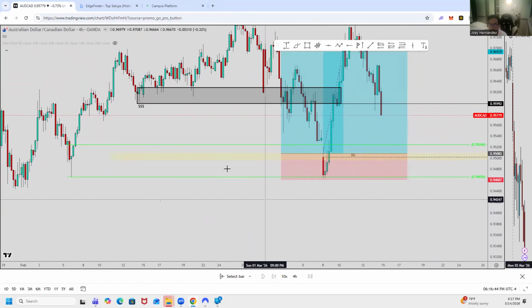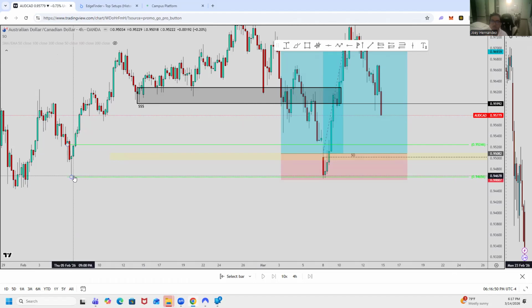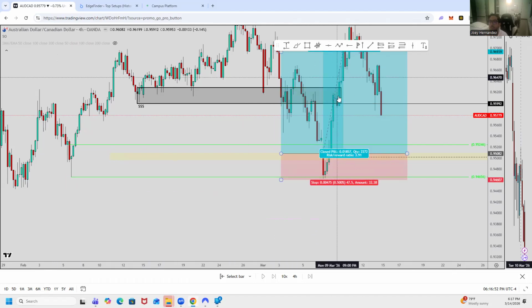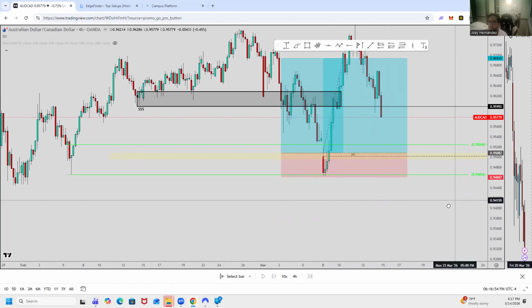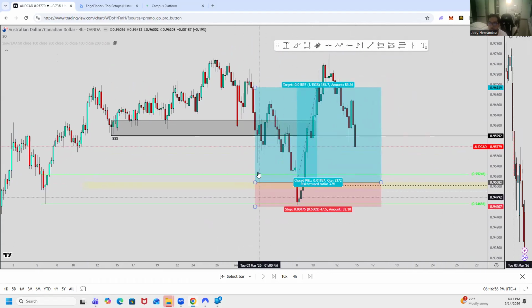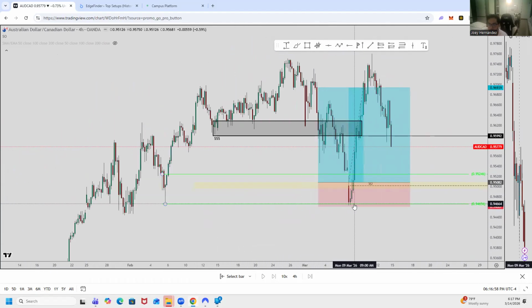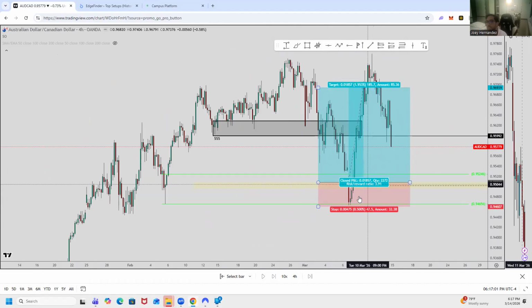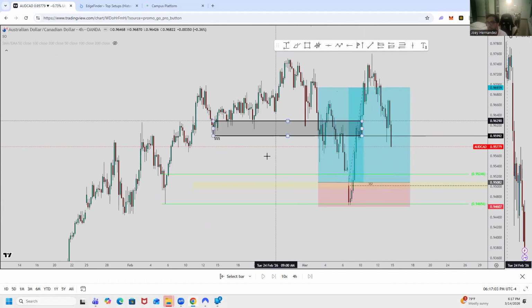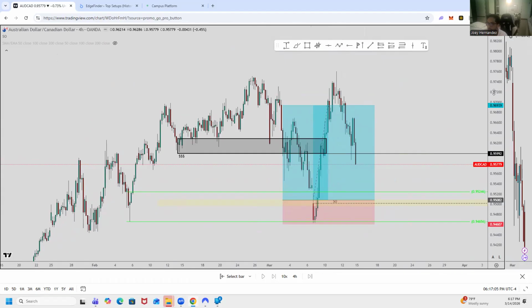because sometimes price wants to manipulate a little bit below the supply or demand zone and then does basically what it did right here, which is manipulate it a little bit and then continue straight into my take profit. So that's basically the trade.